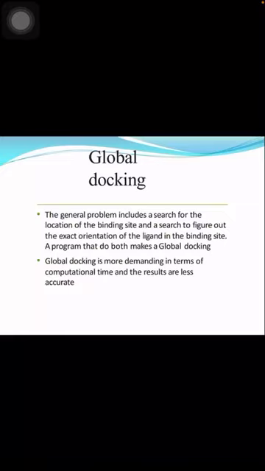In global docking, the general problem includes a search for the location of the binding site and a search to figure out the exact orientation of the ligand in the binding site.